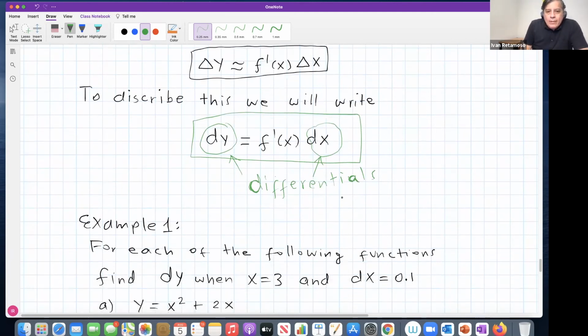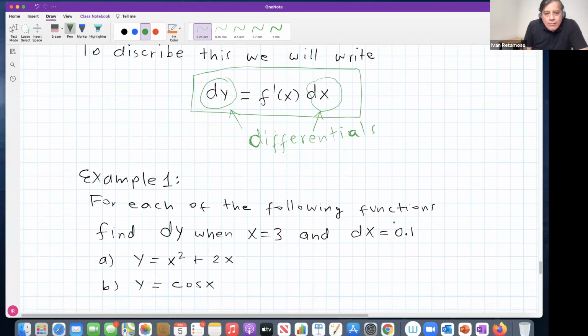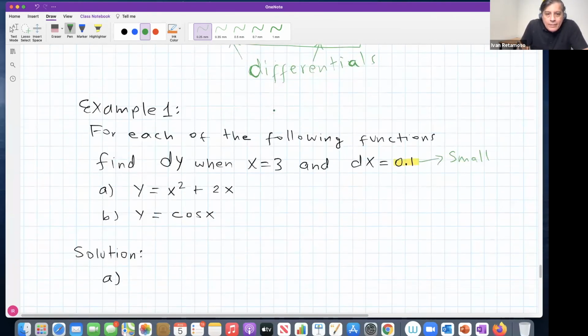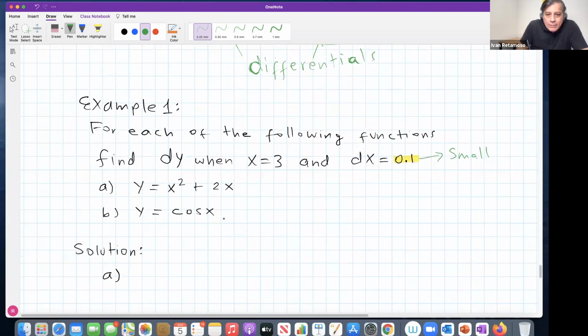So example number 1 says, for each of the following functions, find the differential of y when x is equal to 3 and when the differential of x is 0.1. As you can see, guys, this 0.1 compared to 3 is small. It's a very small percentage of this number 3, right? That's why they call it small. All right, so it makes sense to use this formula. I'm gonna do this with this function and with this function, okay?